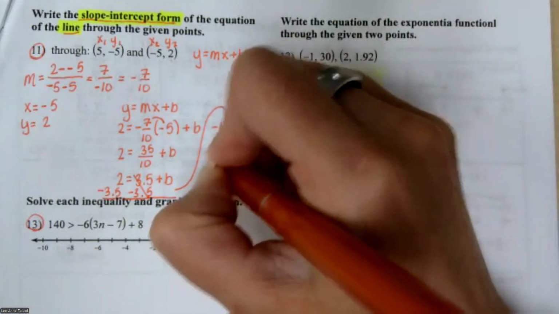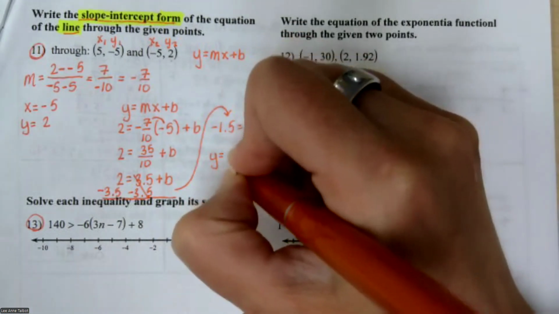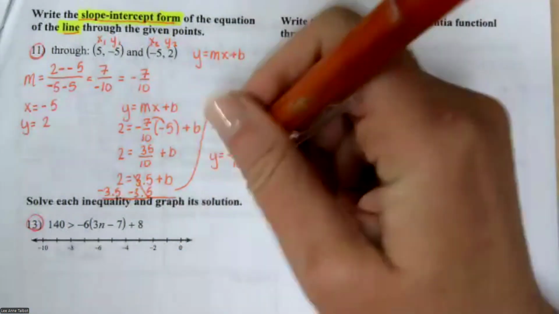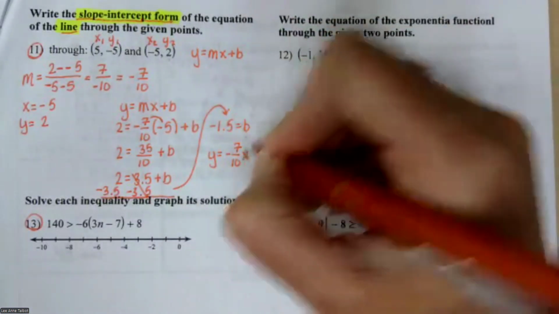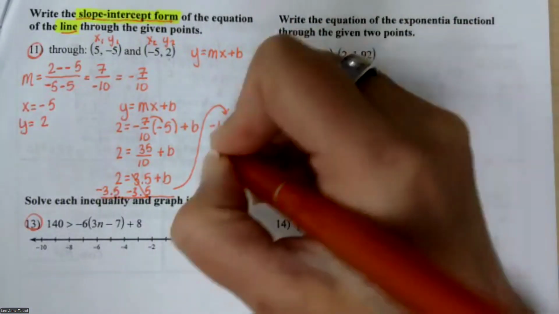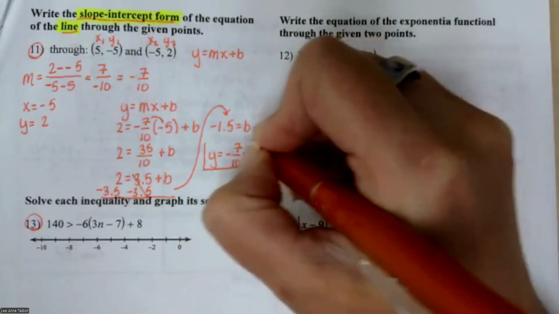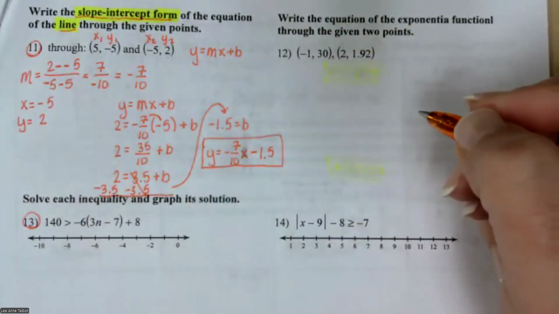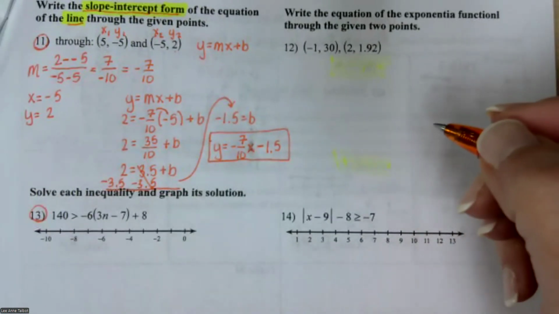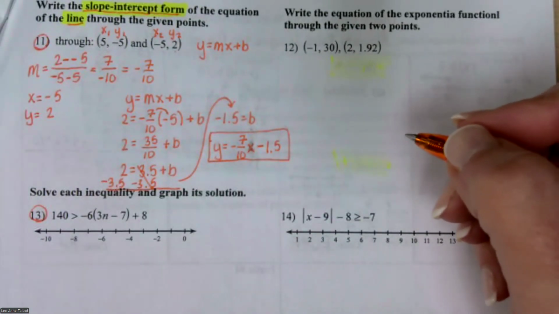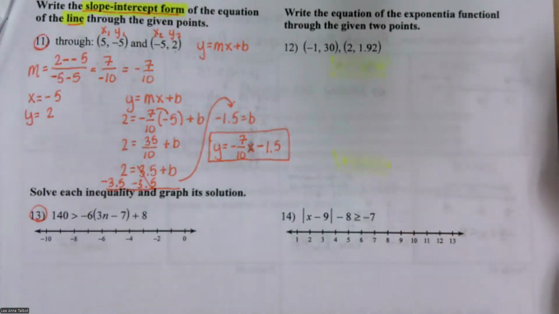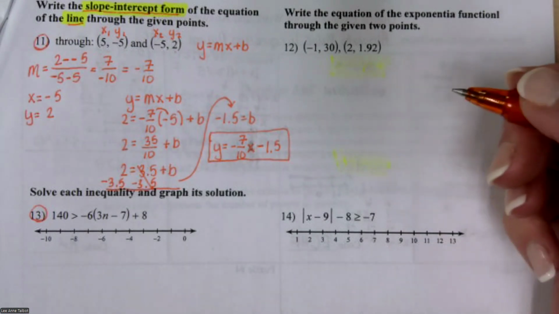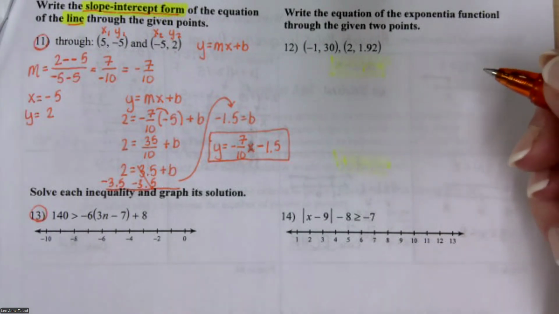Okay, final answer, y equals -7 over 10 x, oh, I almost forgot my x. x minus 1.5. Any questions about that problem?